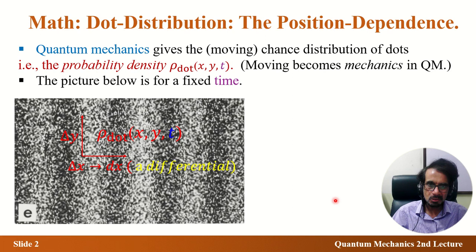Now that scheme needs position dependence. I'm saying where dots are more, where dots are less. So that's a dependence on position. And if you represent by horizontal x, vertical y, the dots distribution physically becomes a quantity called probability density. Probability density as a function of x and y, and in general can be a function of t, time, but this picture is taken with a fixed time. So here you don't see time. So for one time it is x or y dependence.